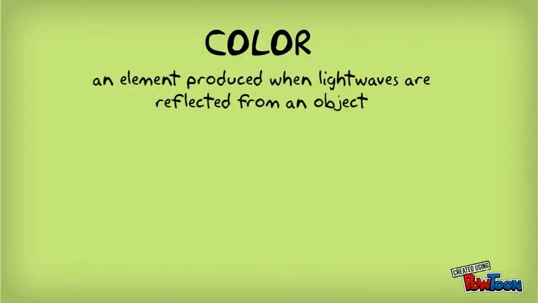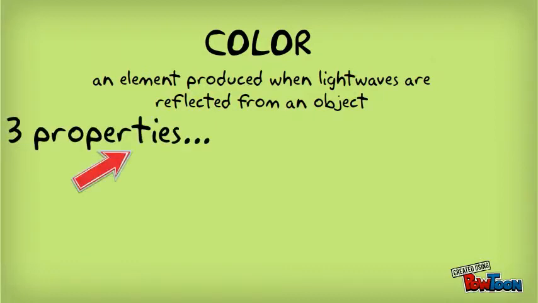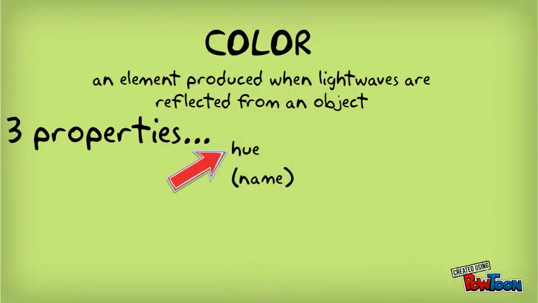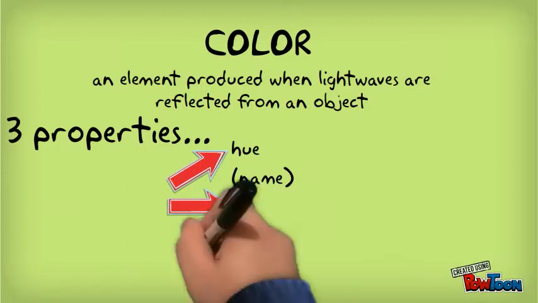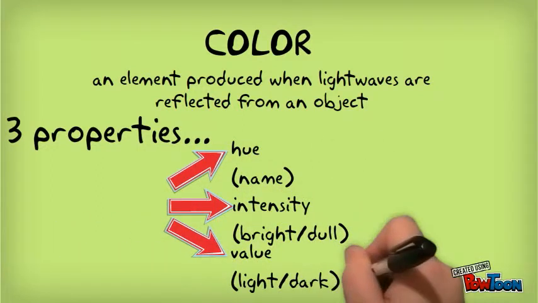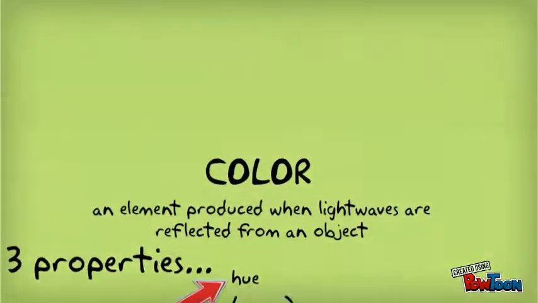Color is an element produced when light waves are reflected from an object. There's three properties to a color. One is the hue, which is basically the name we give the color. Number two is the intensity, which is basically how bright or dull the color is, and value is how light or dark the color is.